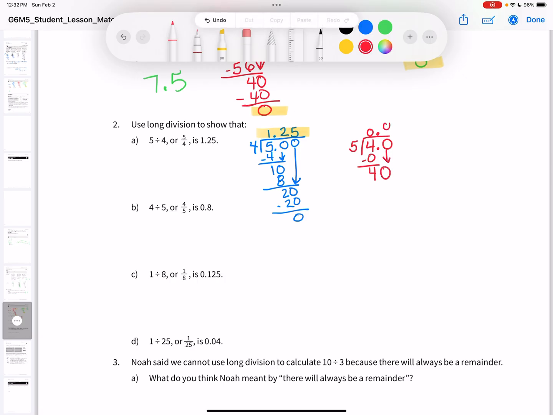5 goes into 40 8 times. 8 times 5 is 40. We subtract out, and we are finished. And you can see that, yes, 4 divided by 5 is 8/10.